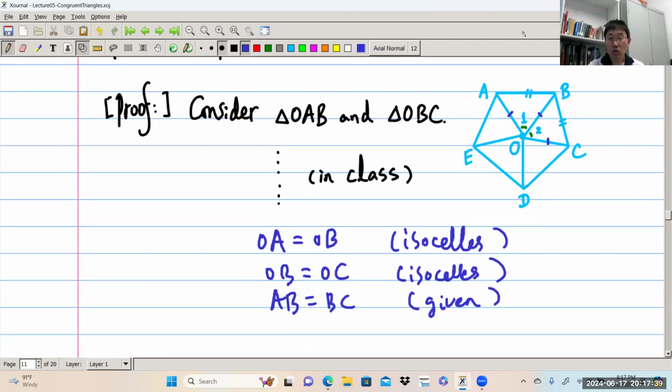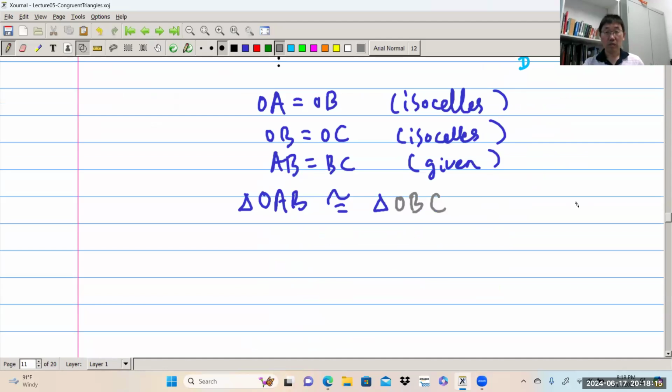So now let's see. Triangle OAB is congruent to which triangle? This triangle here is congruent to this triangle, right? How to write down this second triangle? OA corresponds to OB. OA and OB are corresponding sides. Then OB corresponds to OC. And finally, AB corresponds to BC. You agree? So this is due to SSS congruency.